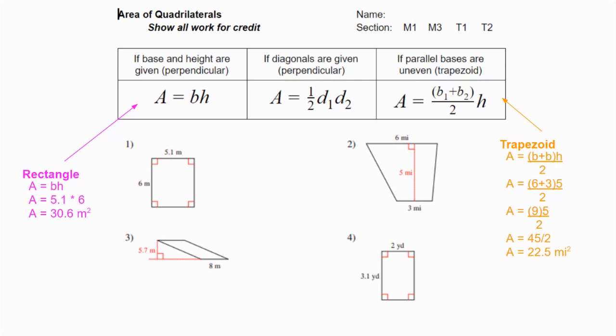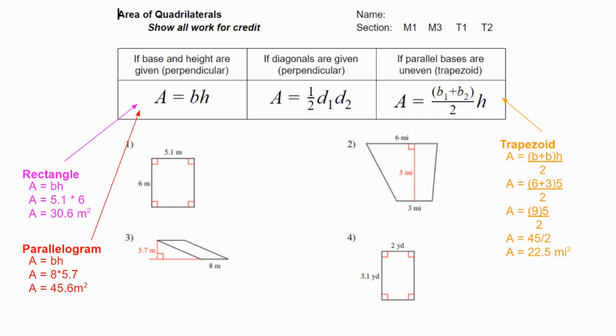On this third example, it's a parallelogram. It kind of looks like a rectangle that somebody sat on. Parallelogram, if you're given the base and the height, you're going to again use A equals BH. The base and the height do not have to be inside of the shape. So in this case, my base is 8, and my height, which is forming that 90-degree angle, is 5.7.